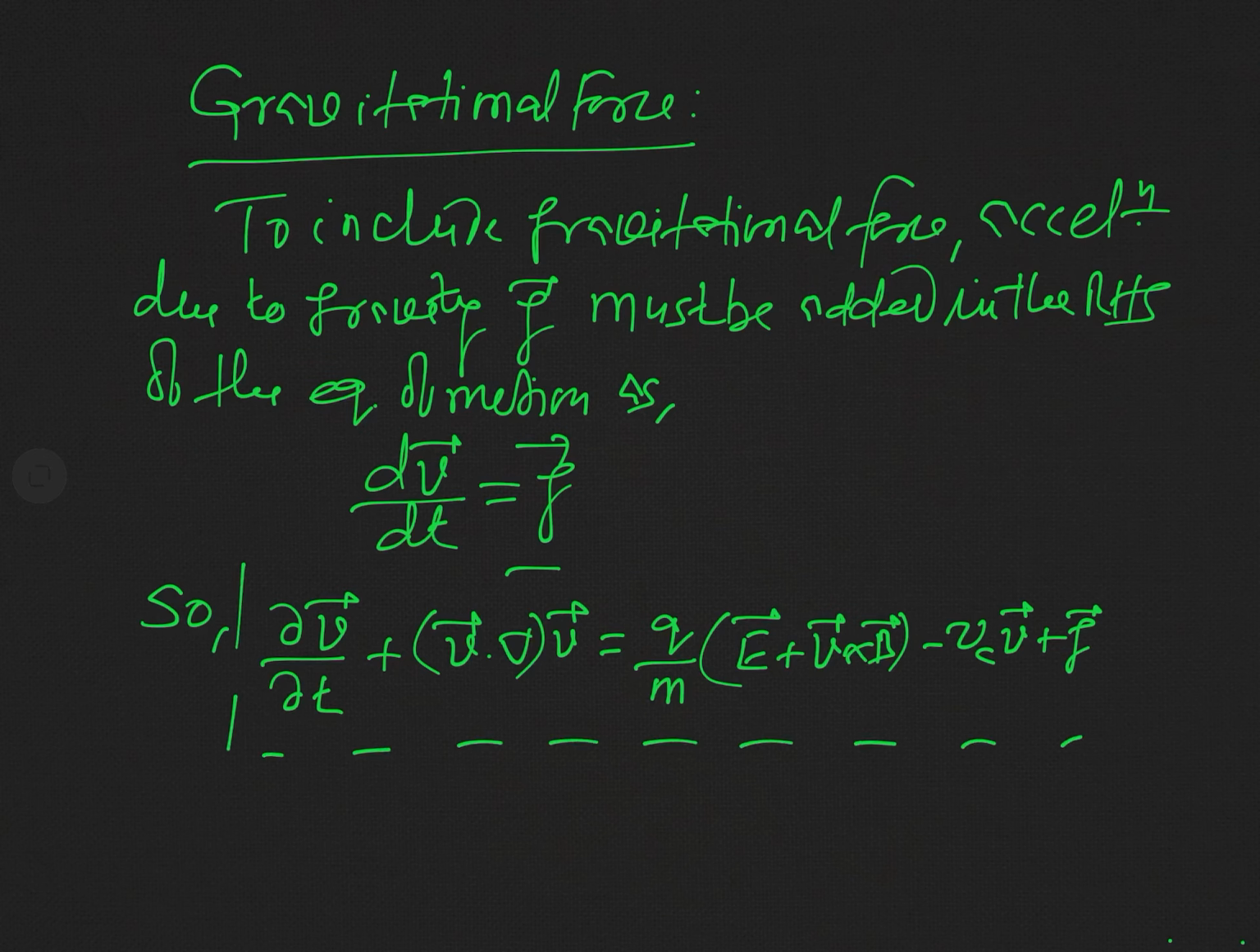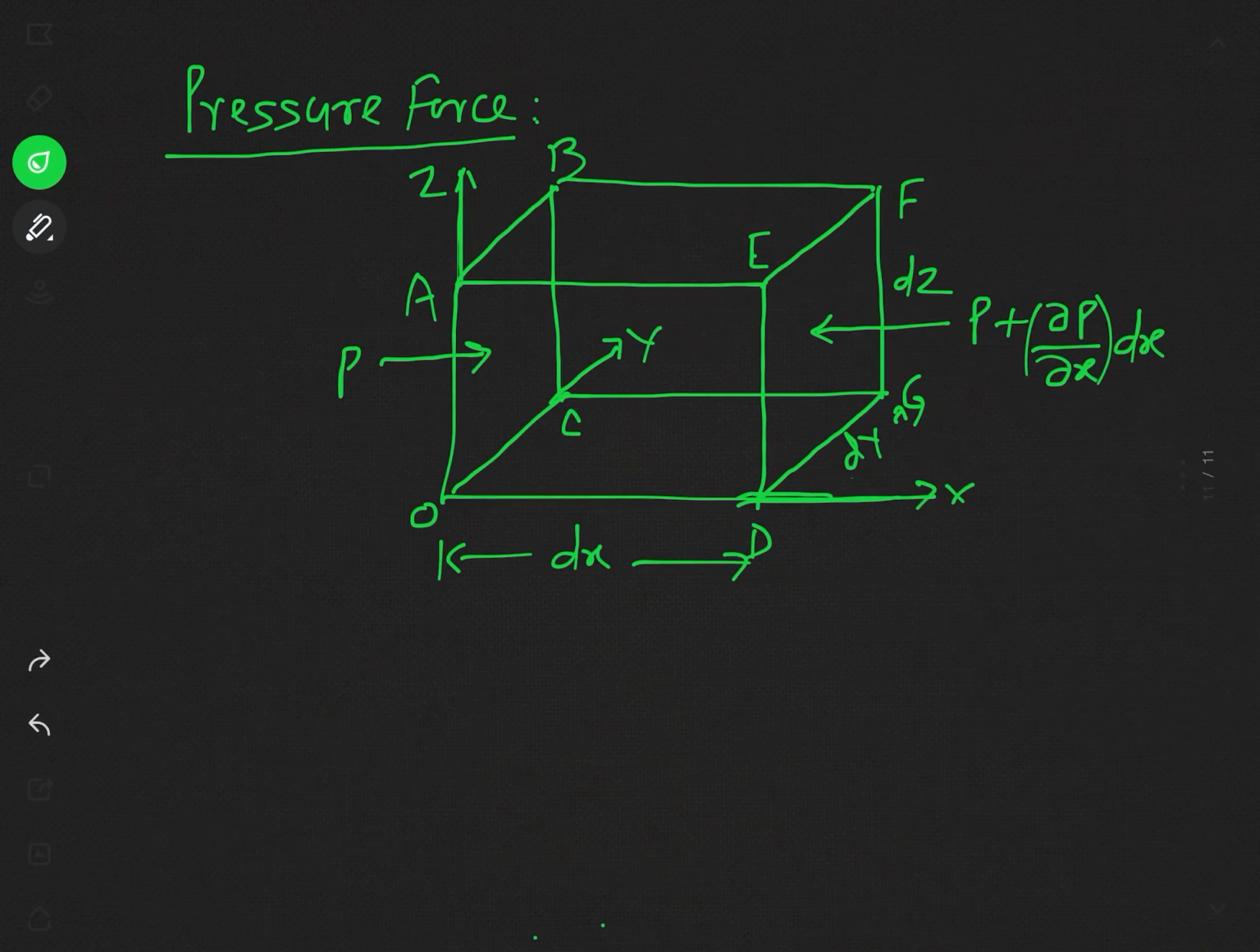Actually, this will be the momentum equation if we consider only these three forces: electromagnetic force, collision force and gravitational force. But we know an important mechanical force which arises due to pressure gradient, due to difference in pressure, and this force is actually the most important mechanical force affecting the motion of the plasma fluid. So we should definitely take into account this pressure force to find the exact form of the momentum equation.